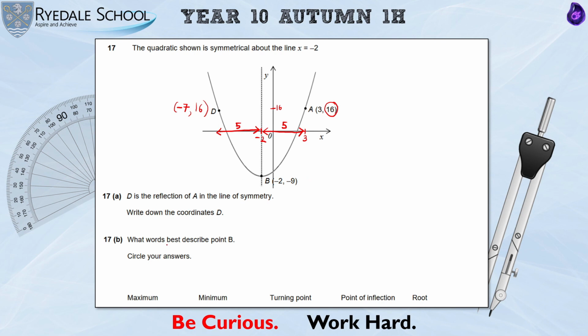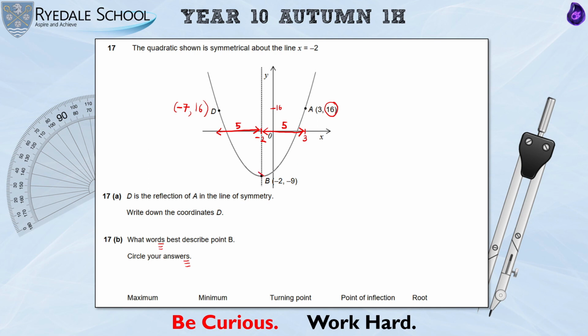Okay, now in question B, you probably saw me underline it. It says, what words best describe point B? So immediately this is implying there is more than one answer to this question. It also says circle your answers. Again, it's plural, so it is implying there's more than one answer.